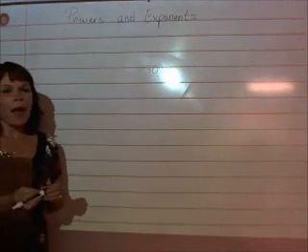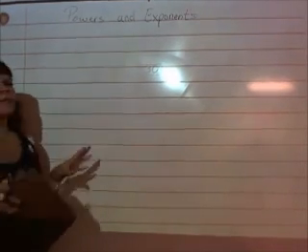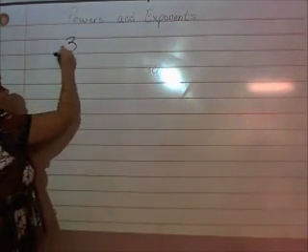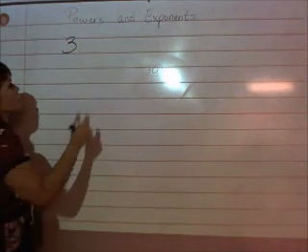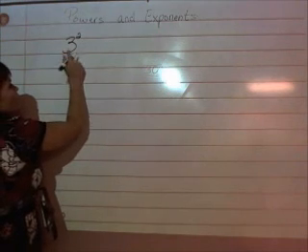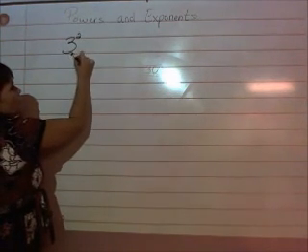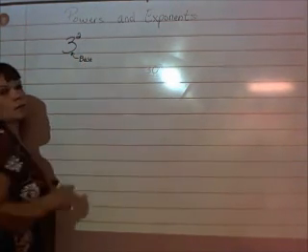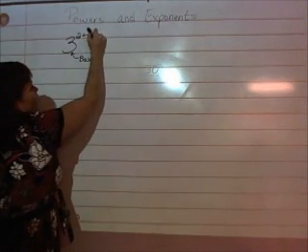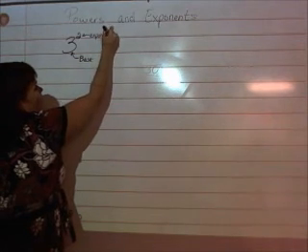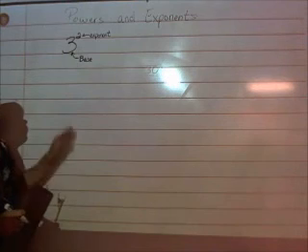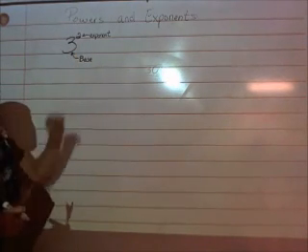Now, for your powers, please remember that you have a base number. So for example, if you have a big 3 and you have a little 2, the 3 is going to be your base, and the little 2 is your exponent or your power. So the big number is the base, the little number is your exponent.